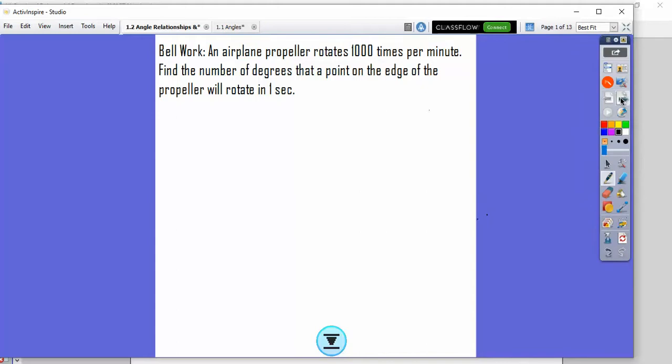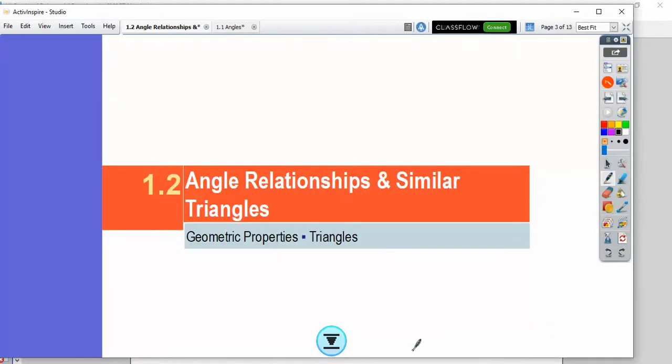Okay, so section 2. This is a lot of geometry in one section today. So we're talking about angle relationships and similar triangles now.